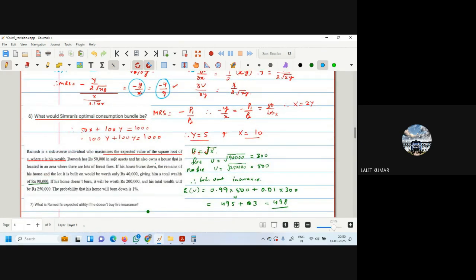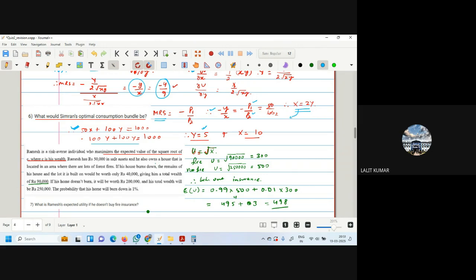Now the next question is, what would Simran's optimal consumption bundle be? We know the budget line is 50x plus 100y equals 1000. We also know the formula that MRS is equal to minus P1 by P2. We have already calculated MRS as minus Y by X. P1 and P2 are given in the question as 50 and 100 respectively. So from here we get X equals 2Y. We put it in the budget line formula and we get the value of Y. So Y becomes 5, and then using this we get the value of X.